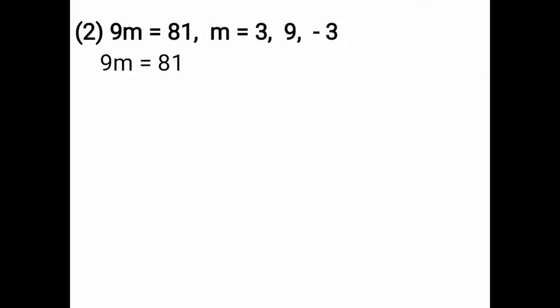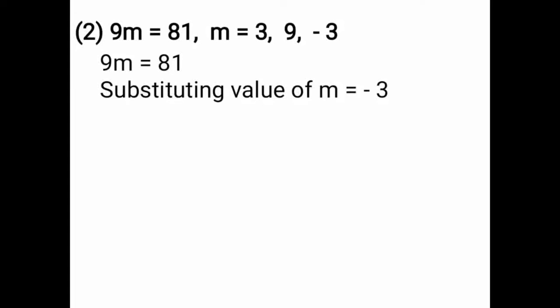9m is equal to 81. Substituting value of m is equal to -3. Left side is equal to 9m. That is equal to 9 into -3. 9 3s are 27. Plus into minus is minus. That is -27. In multiplication, if one negative number and one positive number is there, the answer is negative.